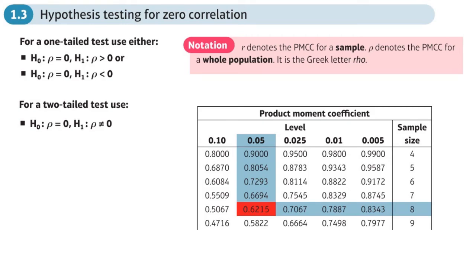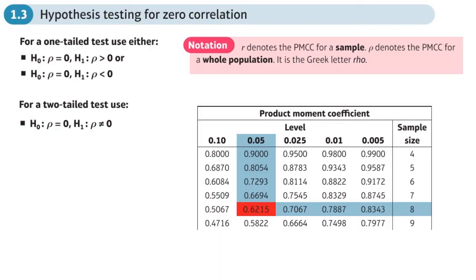This is the last section in the regression, correlation and hypothesis chapter 1 of the Applied Year 2 book, and this is hypothesis testing for zero correlation. So we've done hypothesis testing before, so we all know about H0 and H1, and what we can do is to see or test a hypothesis about correlation.